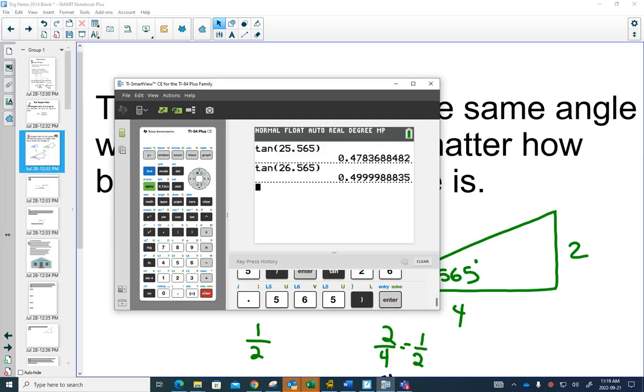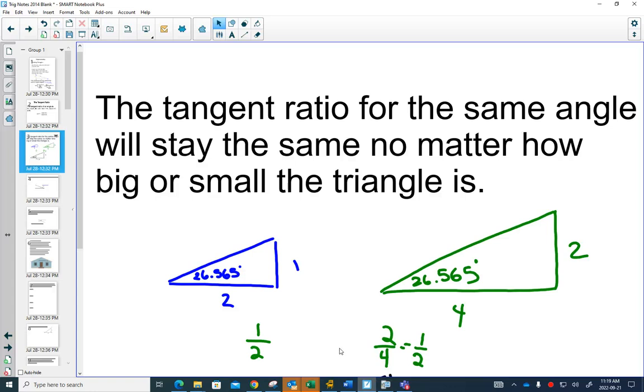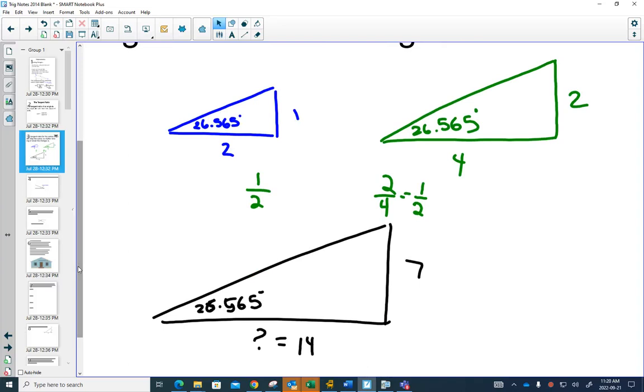What the tan button on your calculator gives you is the decimal of the fraction. Can you see that the decimal that I got is really close to 0.5? And so that means that the opposite side divided by the adjacent side has to equal 0.5. What's 1 divided by 2? 0.5. What's 2 divided by 4? 0.5. What is 7 divided by 14? 0.5.